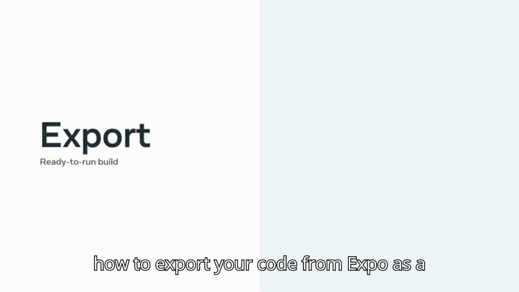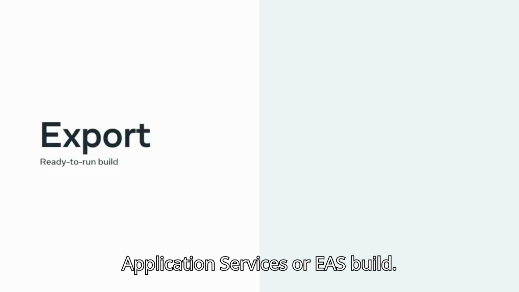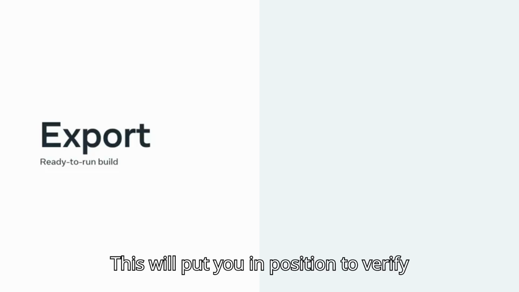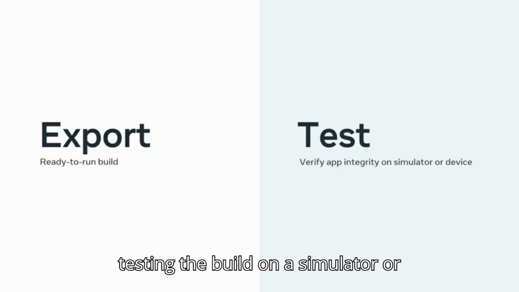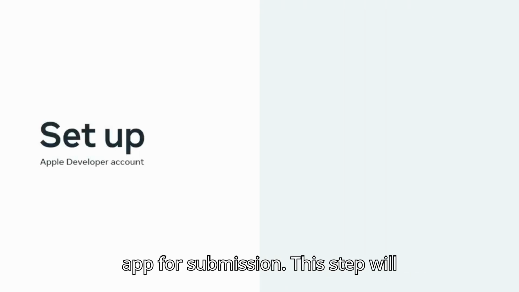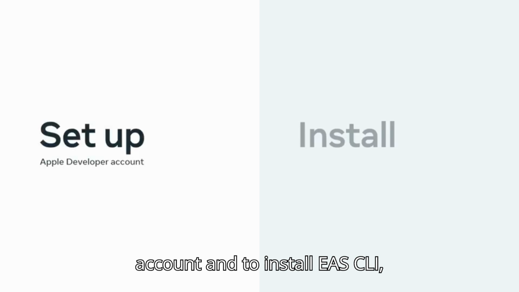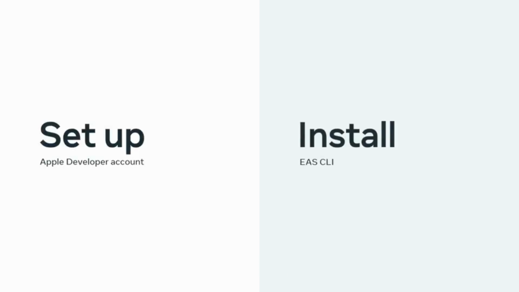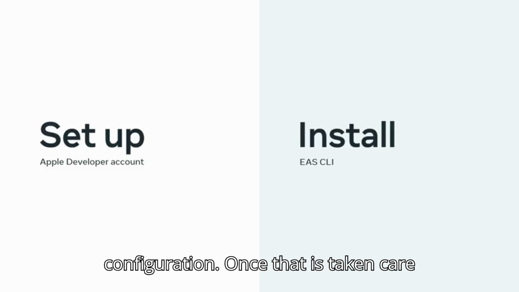For the building and testing phase, you'll learn how to export your code from Expo as a ready-to-run build known as an Expo Application Services or EAS build. This will put you in position to verify that your app works as expected by testing the build on a simulator or device. Next, you'll need to prepare your app for submission. This step will require you to set up an Apple developer account and to install EAS CLI, a command line interface from which you can define account properties for your configuration.